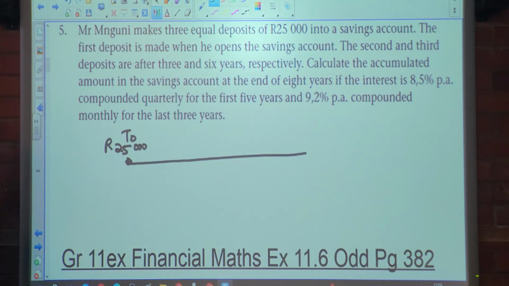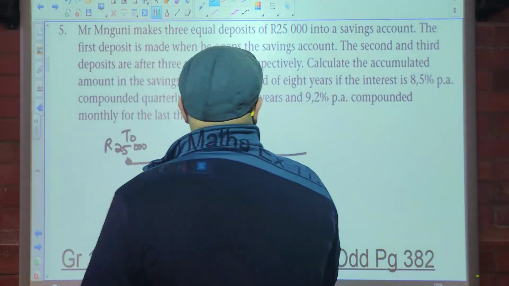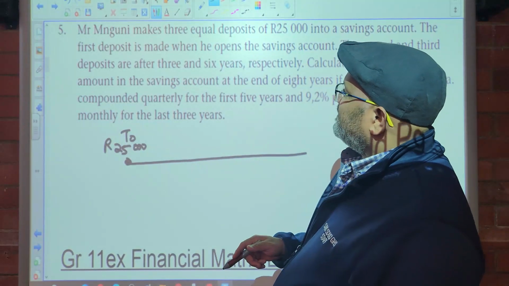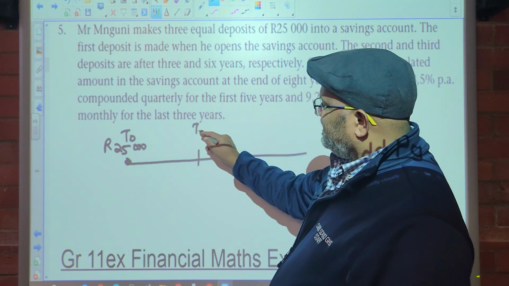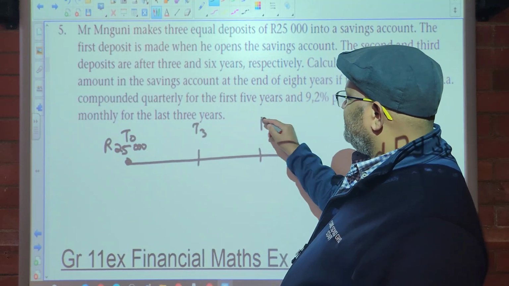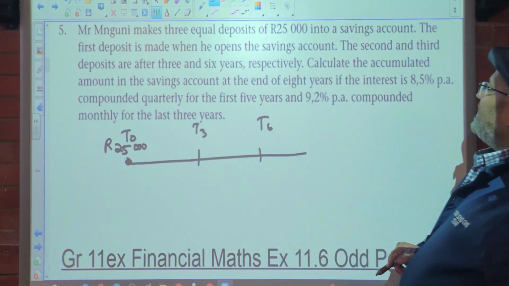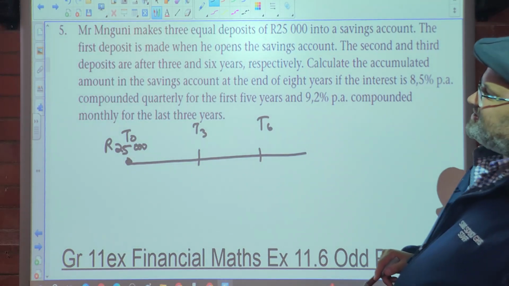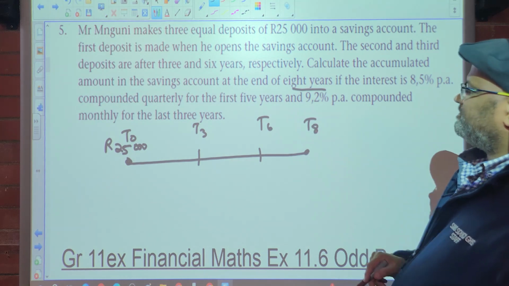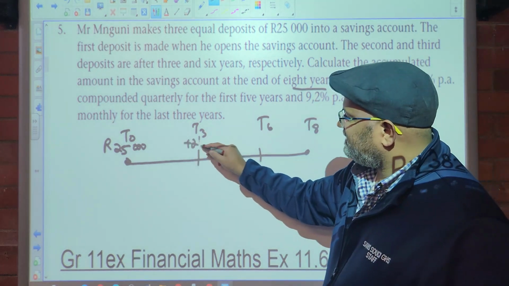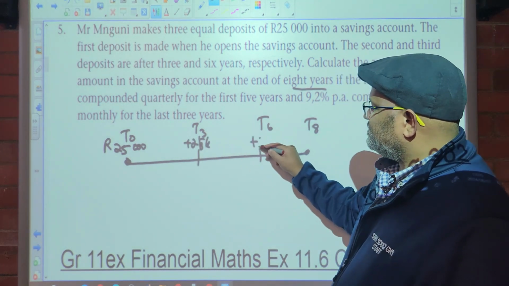The first deposit is made when he opens the account. The second and third deposits are made after 3 and 6 years respectively. So the next one is going to be at T3 and then at T6. Calculate the accumulated amount in the savings account at the end of 8 years. That takes you to T8. So here's going to be plus 25k, plus 25,000.